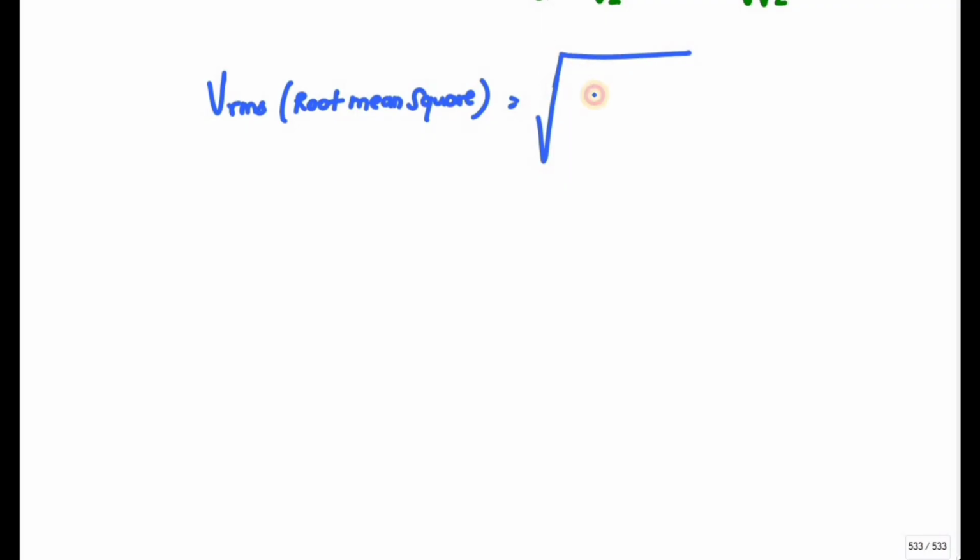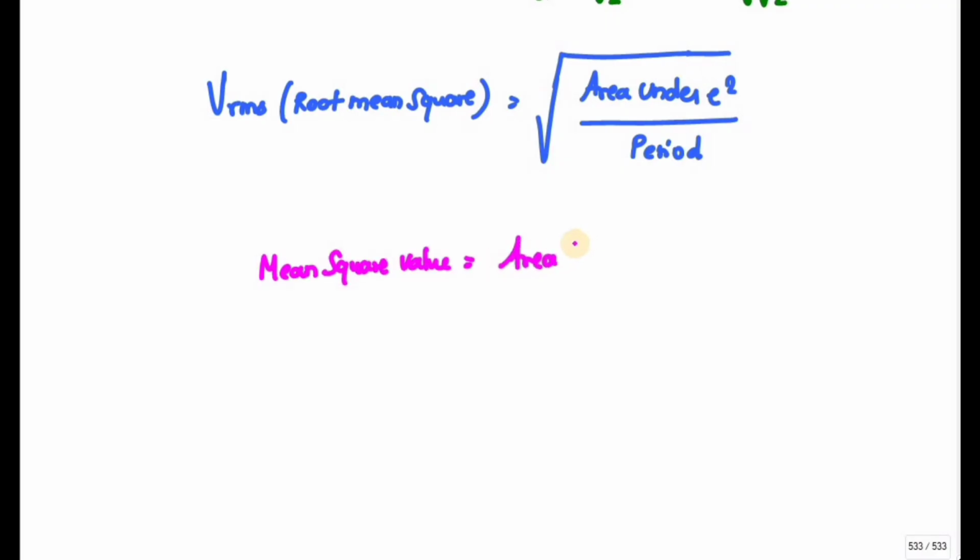So next they are asked to find the value of VRMS. The VRMS is nothing but the root mean square value. So the formula for this term is the root of the area under E square divided by the period.